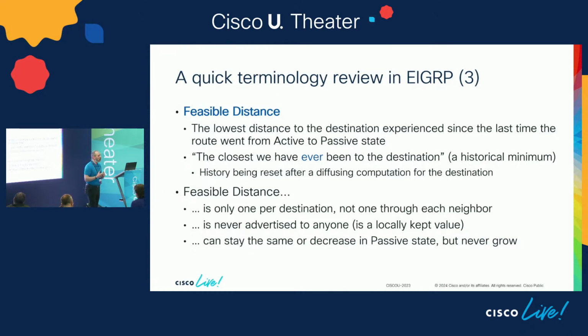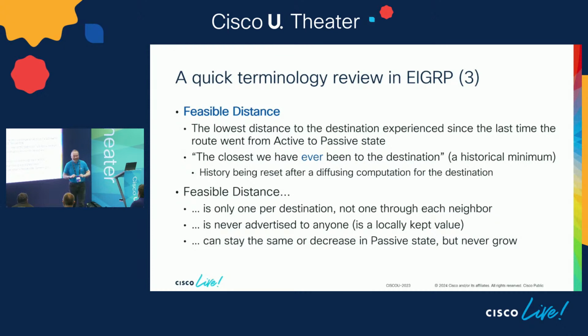Second, it's a local variable. It's a local value. We never send it to anybody else. You never share that information because that one is used for your local path choices. Others have their own. And third, in passive state, the feasible distance can only go down. It can never rise because it's the historical minimum. A minimum doesn't rise. A minimum can only go down. The moment you need to increase the feasible distance, because you cannot choose any next hop, that's why you fire up the active state and need to go with all these diffusing computations.